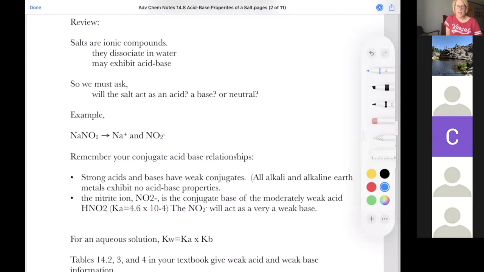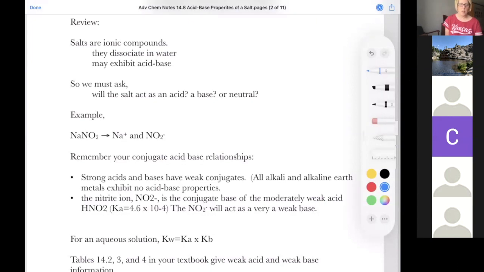All the alkali and alkaline earth metals, however, are going to exhibit no acid-base properties. That's an important statement that you need to remember. When you encounter an alkali metal, remember that's group 1 atoms. If you encounter alkaline earth metals, those are group 2 atoms, then they're going to exhibit no acid-base properties. And this would be in terms of salts here.